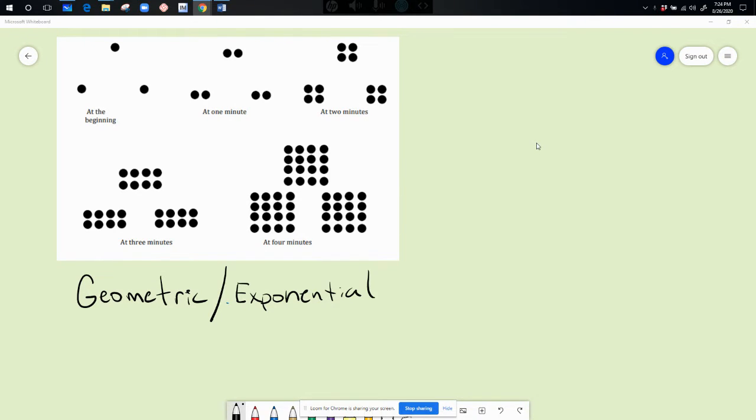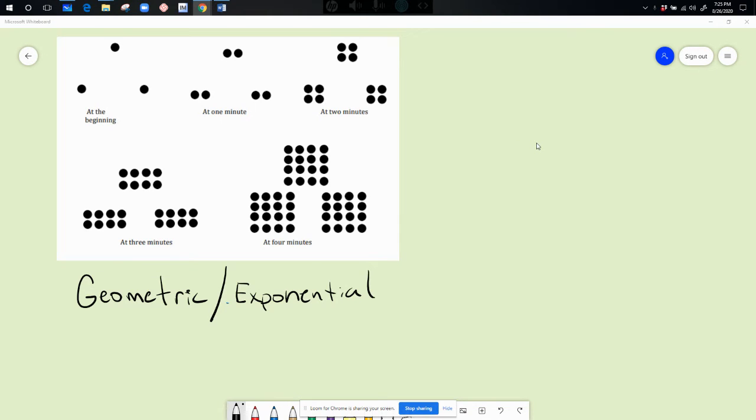Jones again. Today we're going to talk about geometric sequences or exponential functions. So you can see that on the screen already. I wrote them together. A lot of times they're interchangeable. So just like arithmetic and linear are interchangeable, geometric and exponential are also interchangeable.